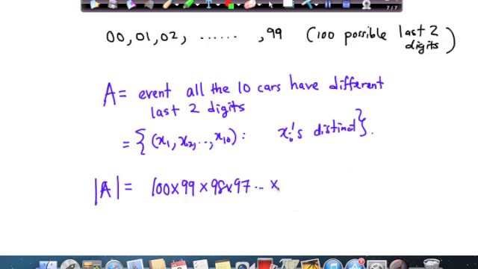So the last number will be 91, because altogether there will be 10 numbers in this expression, in this product. So this will give us 100 P10. Or another way of writing this is 100 factorial over 90 factorial.